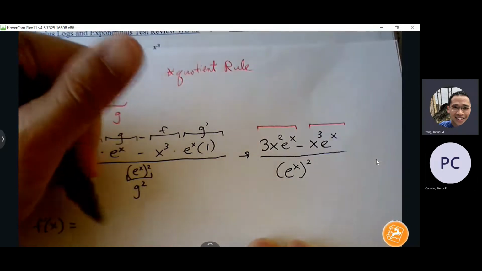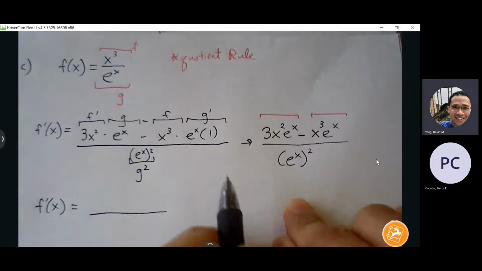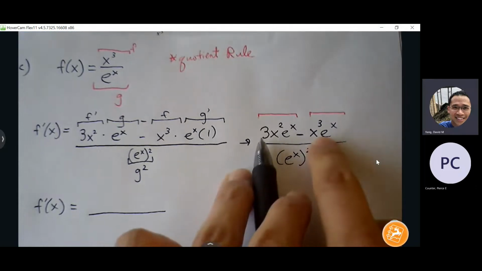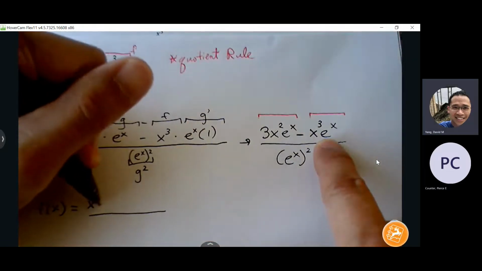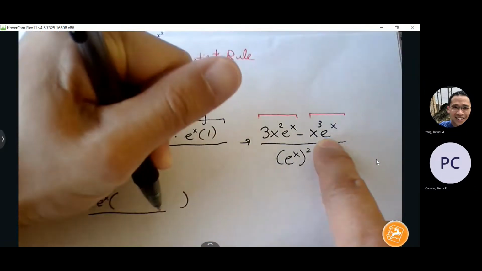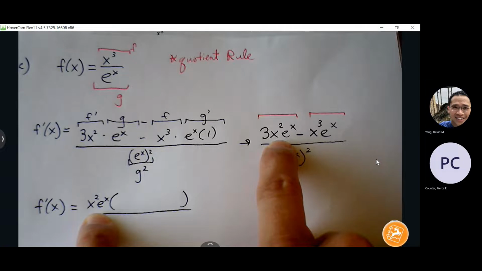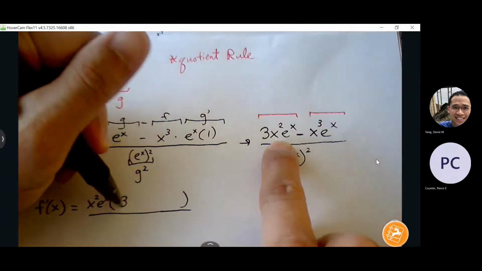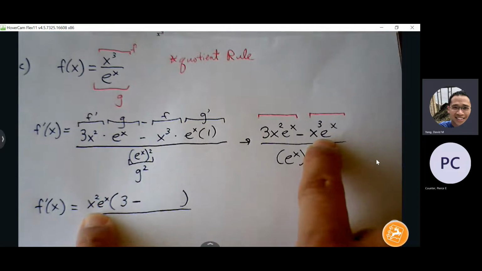That will speed up the process of getting it into a form where we can find critical points. So it looks like they both shared x squared and e to the x. So if I divide out x squared and e to the x, what's left for the first term? 3. If I divide out an x squared e to the x from the second term, x cubed divided by x squared is just x.